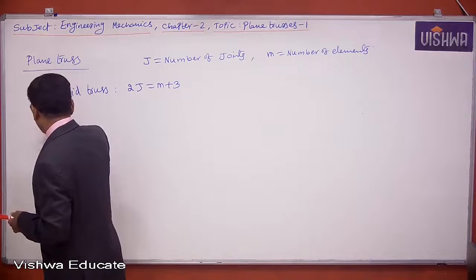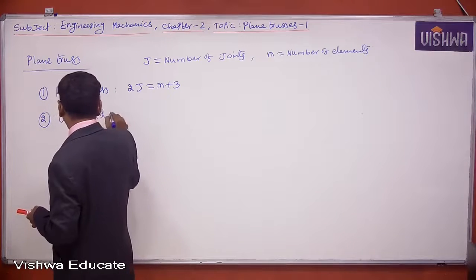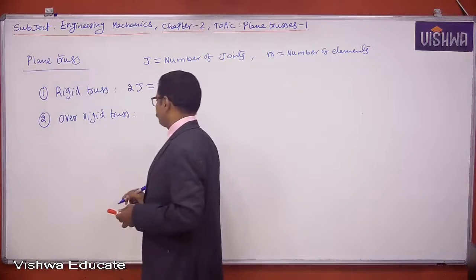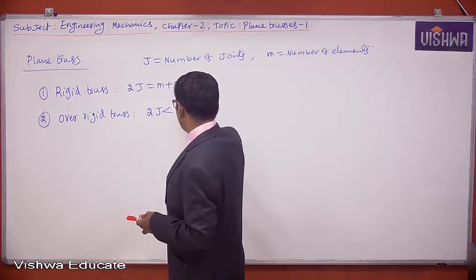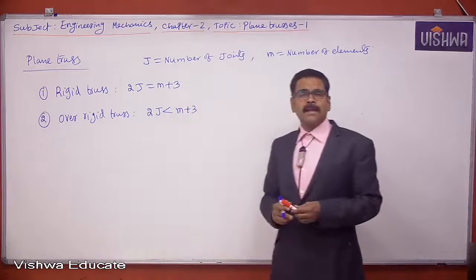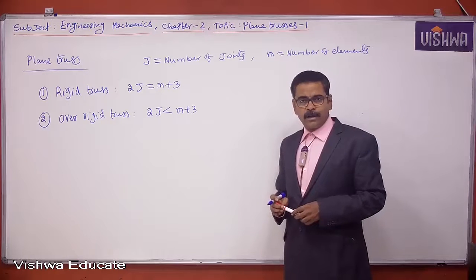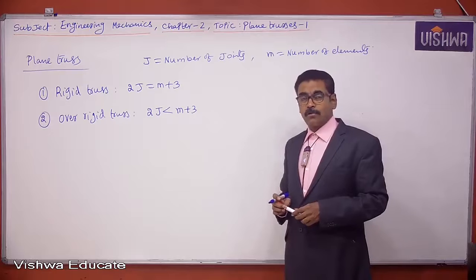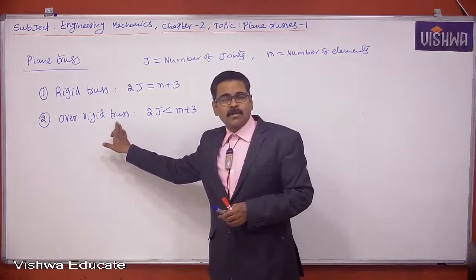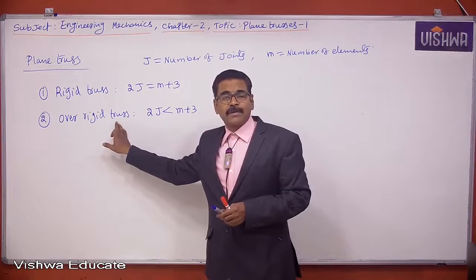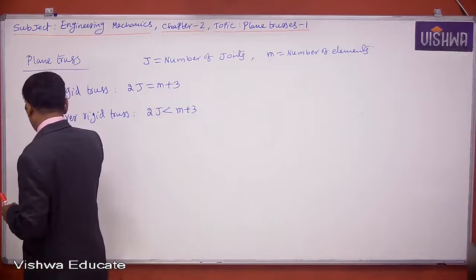And the second kind of truss is the over rigid truss. In an over rigid truss, 2j is less than m plus 3. m plus 3 is more than 2j. Then that kind of truss is called an over rigid truss, or redundant truss also. Generally in an over rigid truss, some of the members don't carry any load. Physically they are present, but they don't carry any load. Then the third truss is the under rigid truss.